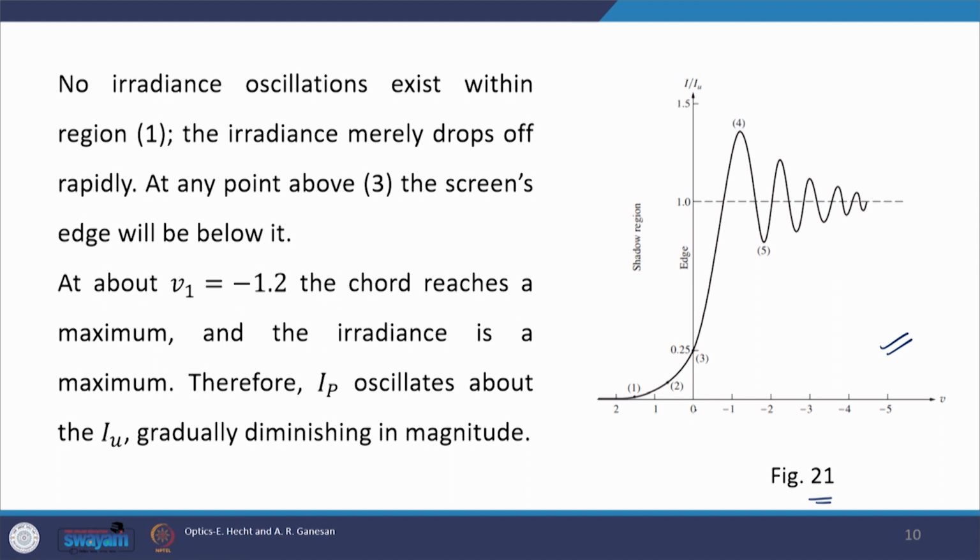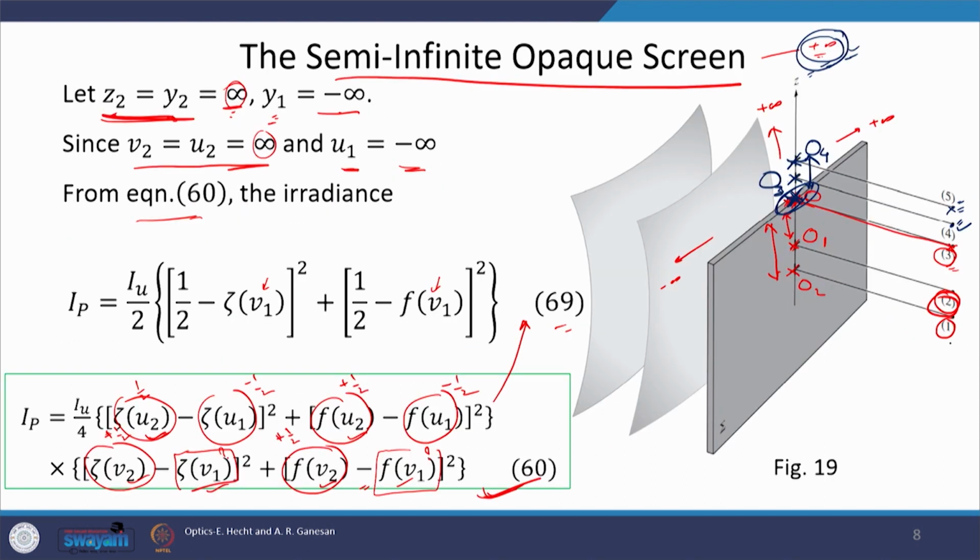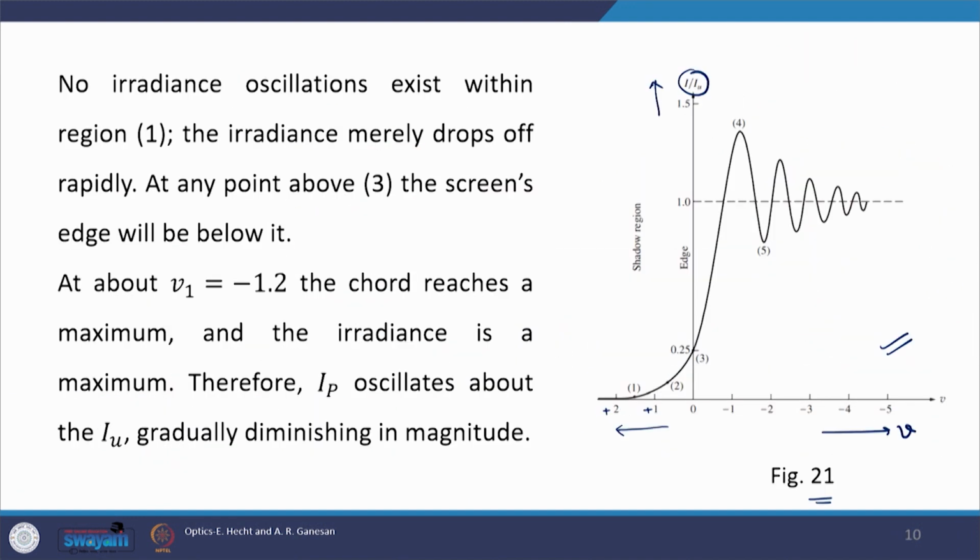You see, in this axis we are plotting V, while in the vertical direction we are plotting relative irradiance I by I_U. As long as V is positive, these are the positive numbers. V positive means the point of observation is in the shadow region, in this region. As long as we are in the shadow region, only then the coordinate of the edge is positive. And as long as we are in the shadow region, we see that the irradiance is dropping down smoothly.